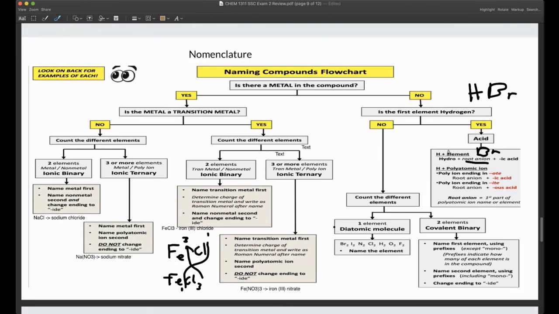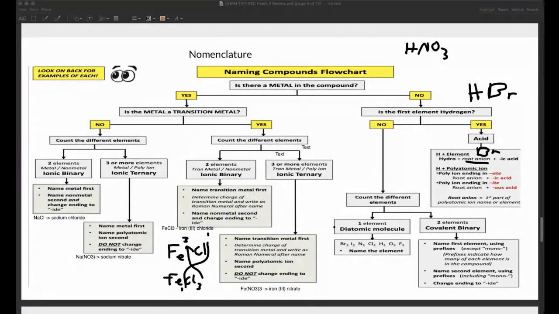So next, we have H in a polyatomic ion. If the polyatomic ion ends in -ate, the root anion takes -ic acid. So let's take an example. We have HNO3. So this is a nitrate, right?